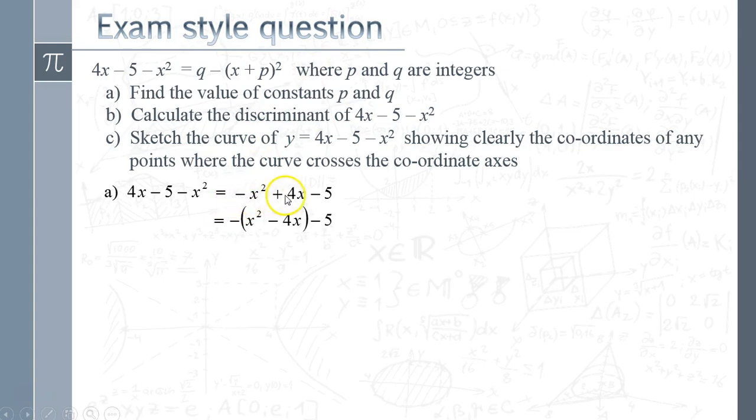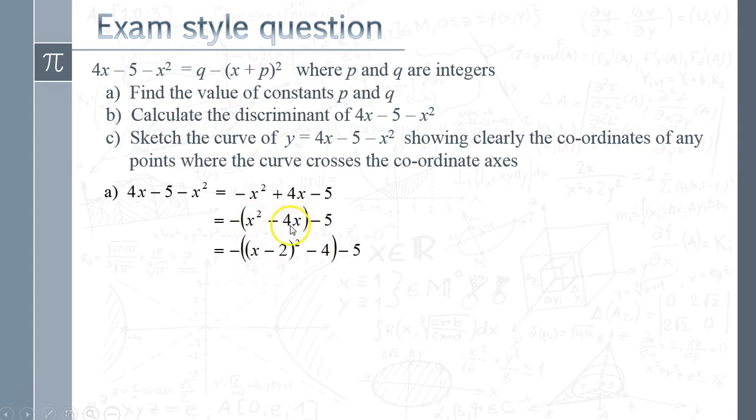So first thing is I kind of reordered them because I always like to have my x squared first, then take out a minus. So I've got minus x squared minus minus 4x, gives me plus 4x. And so I've taken the minus out of those bits, and there's my minus 5 still sitting on the end. I haven't done anything with that bit just yet, so that's still minus 5.